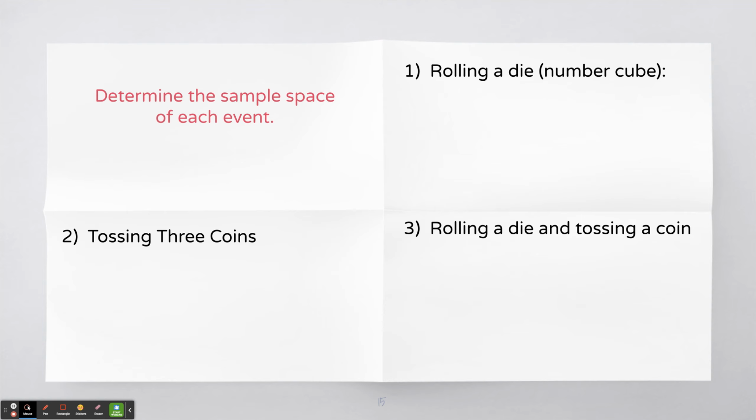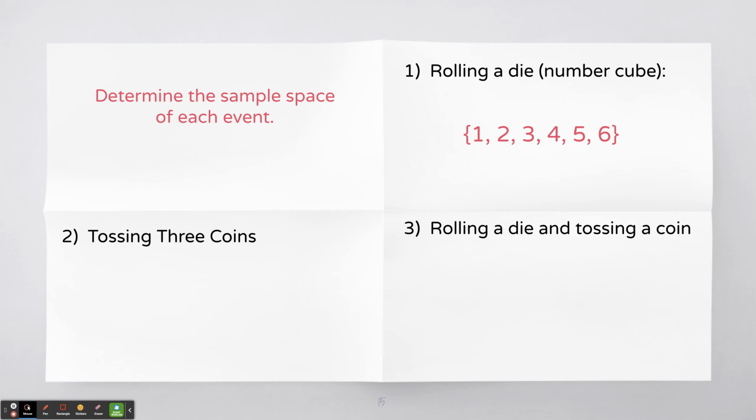Well, if I have to come up with a set, I want to use my curly brackets. And inside of the sets are all of the elements that could possibly result from rolling a die. So we have 1, 2, 3, 4, 5, and 6. And this is going to feel familiar because you did some work with probability back in the middle grades, okay? All right, now what about tossing 3 coins?